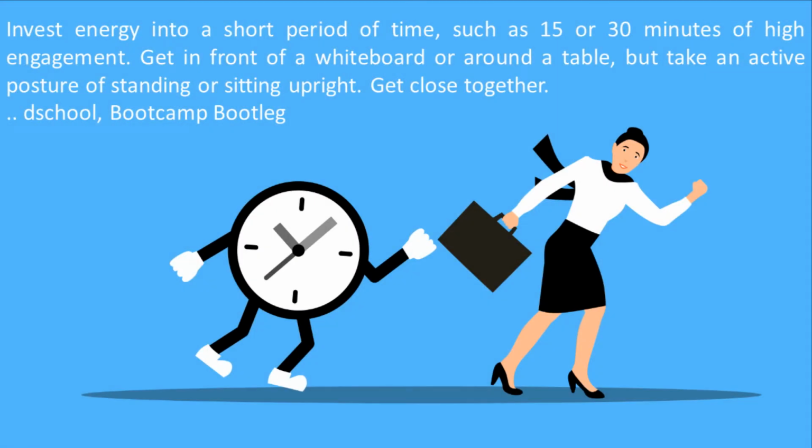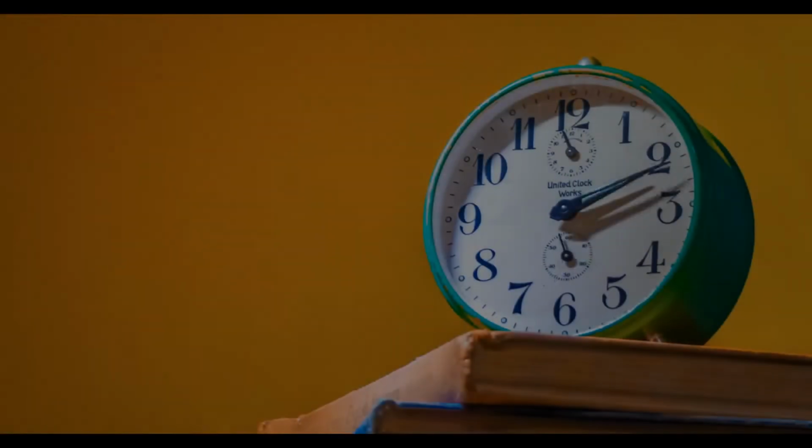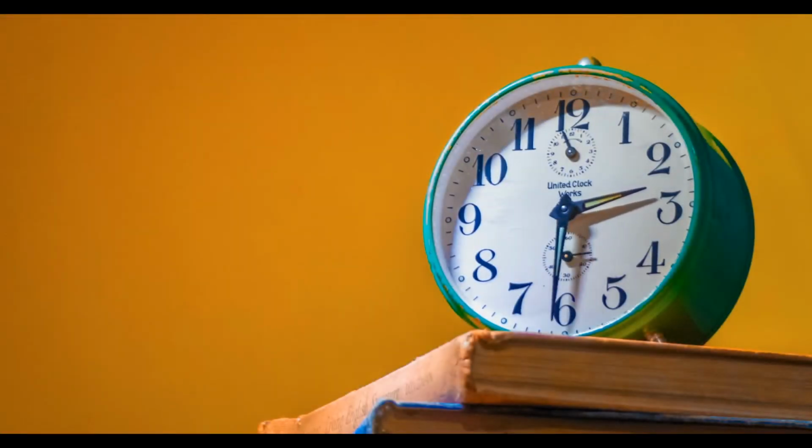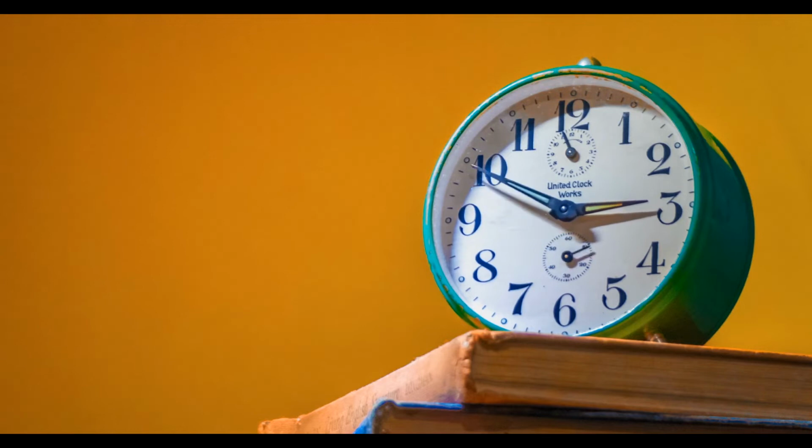The d.school bootcamp particularly states to invest energy into a short period of time, such as 15 or 30 minutes of high engagement. Get in front of a whiteboard or around a table, but take an active posture, standing or sitting upright. Get closer together. So make sure you don't take a long time for brainstorming. 30 minutes is ideal. If you require more time, go for one hour, but not more than one hour.